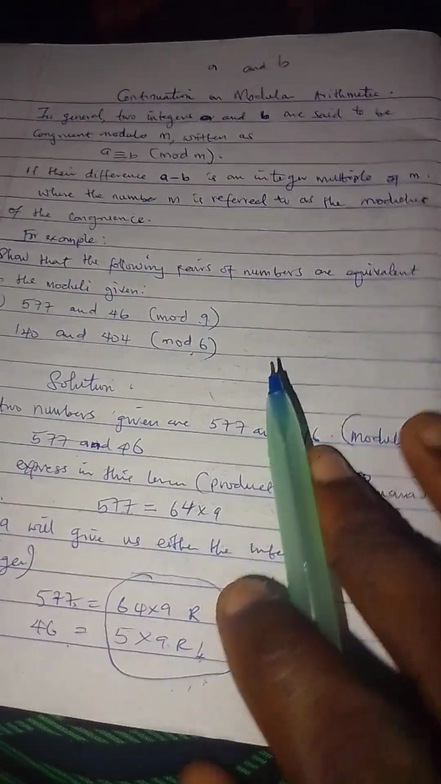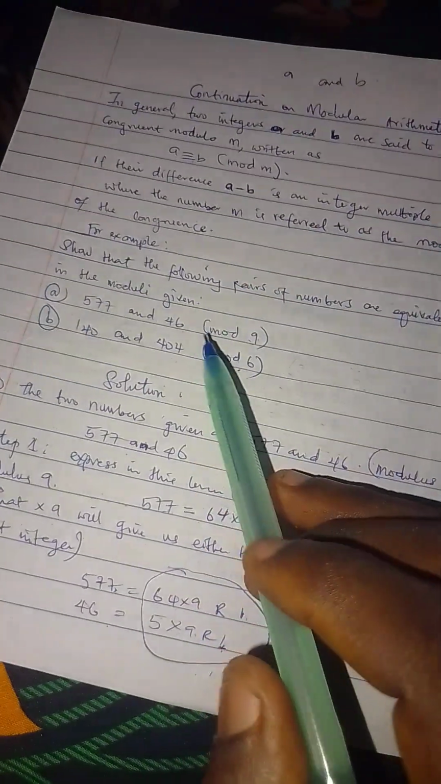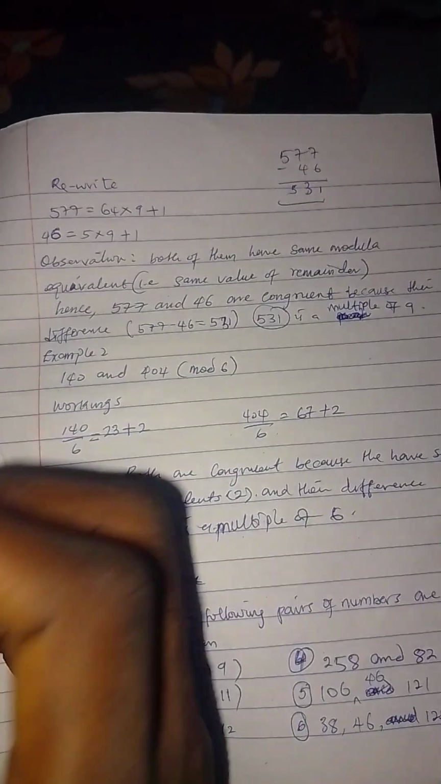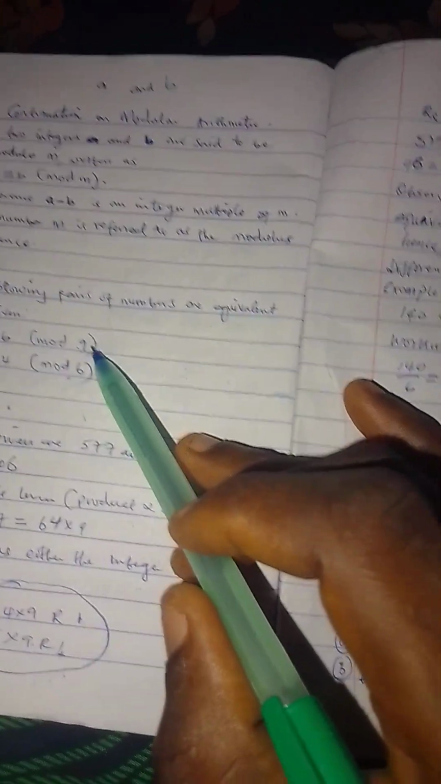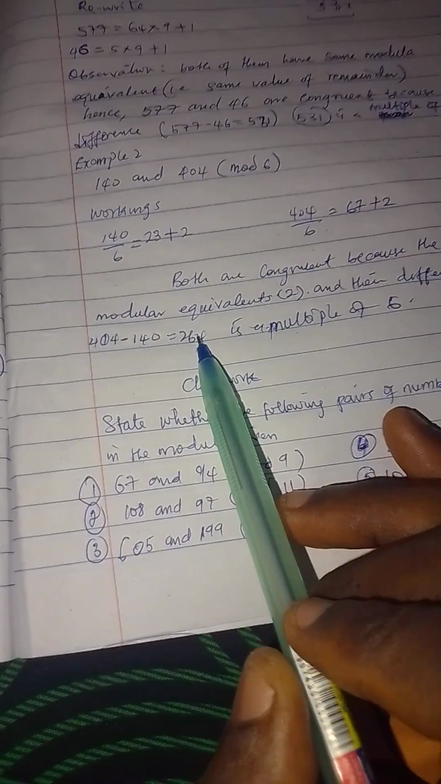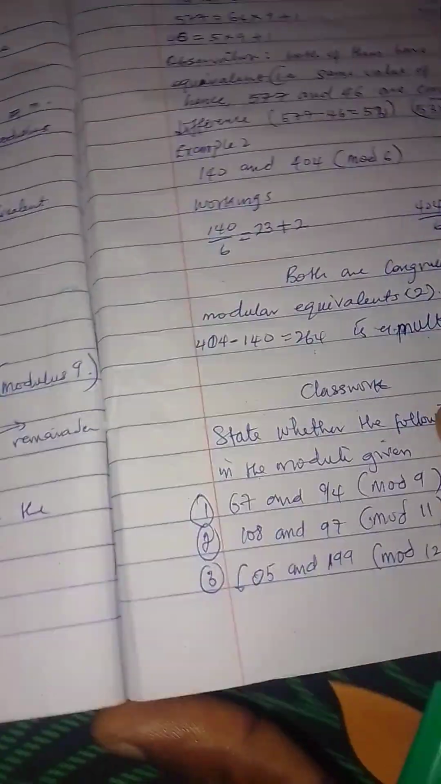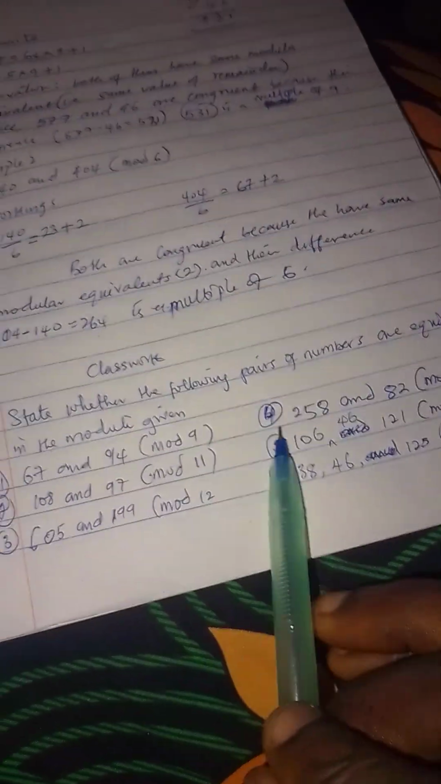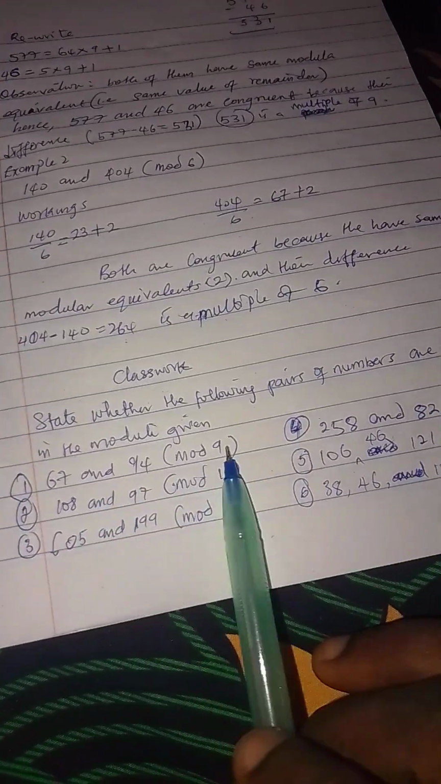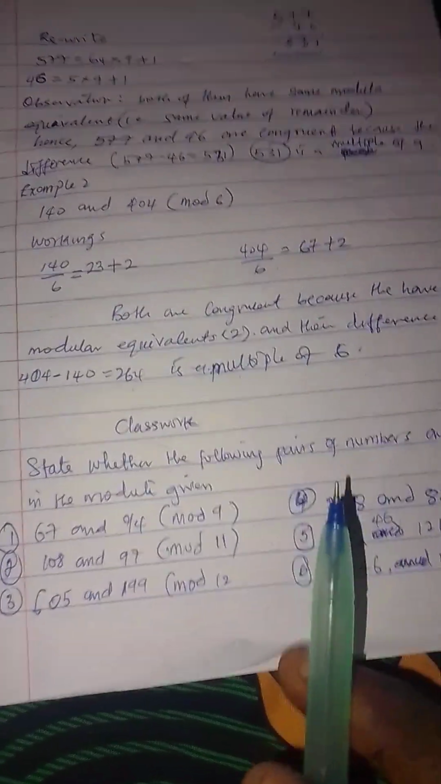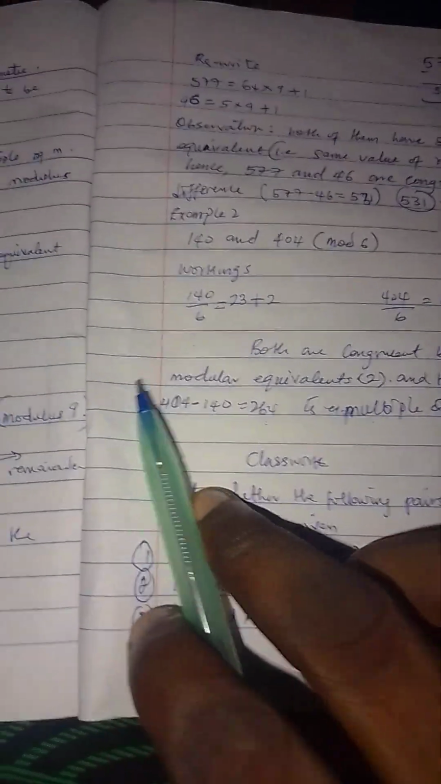To summarize this video, because I have to end it now: the modulus in the first example is 9, and when I got their difference, I got 531, which is a multiple of 9. The second one, I got 264, showing that it is a multiple of 6. In my next video, I want to work all these out, stating whether the following pairs of numbers are equivalent in the modulus given. I'm going to work all of them out, then we'll see clearly what we mean by equivalence.